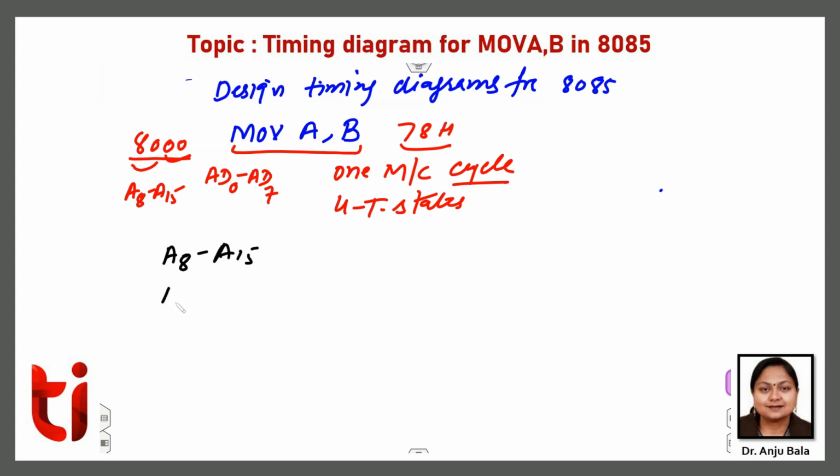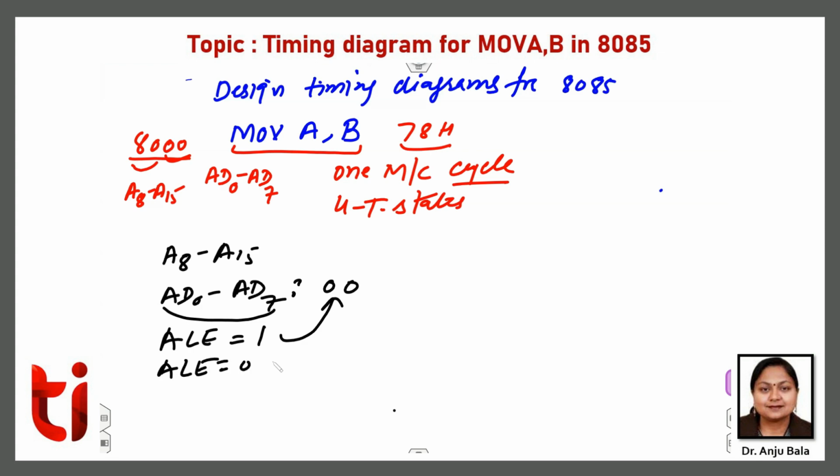Whenever we need to design the timing diagram, AD0 to AD7 is a multiplexed address data bus. It depends upon the ALE signal. When this signal is 1, it is used to read the low order address, that is A0 to A7. When the ALE signal is 0, it is used to read the opcode, that may be 78H. And the high order address is your 80H.